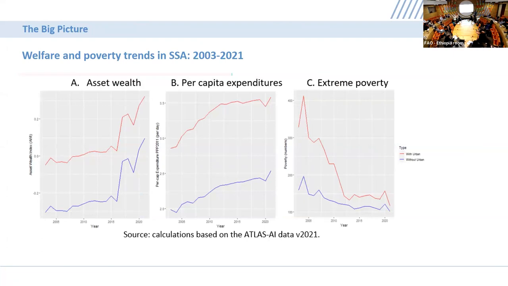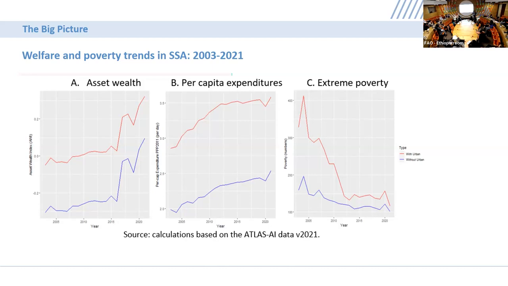Okay, just want to start with the averages. So these are SSA averages. Of these indexes, we see pretty sharp rises in asset wealth and spending, and large declines in poverty, except when we pull out the urban areas. So these are only rural pixels. We see that the story is a little bit different, right? Fairly stagnant with respect to poverty, slower rates in terms of per capita expenditure. But asset wealth is growing.